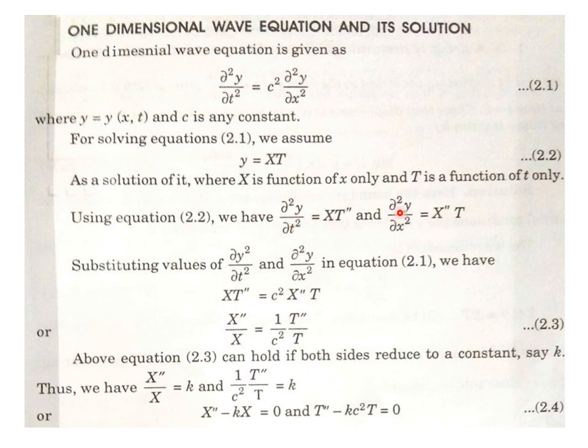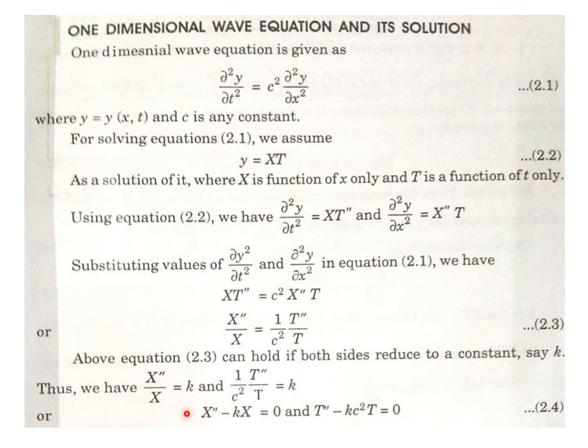By substituting these two expressions in equation 2.1, we get X T double dash equals c square into X double dash T, which can be simplified as given below in equation 2.3, that is X double dash upon X equals 1 upon c square times T double dash upon T. Now that equation can hold if we assume both sides of equation 2.3 are equal to a common constant, say k. So X double dash upon X equals k, and 1 upon c square T double dash upon T equals k.